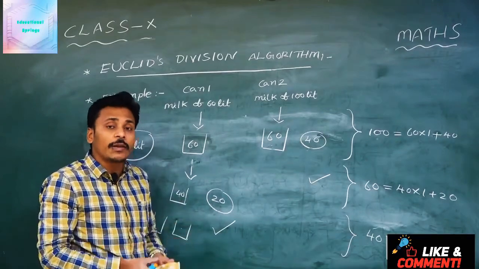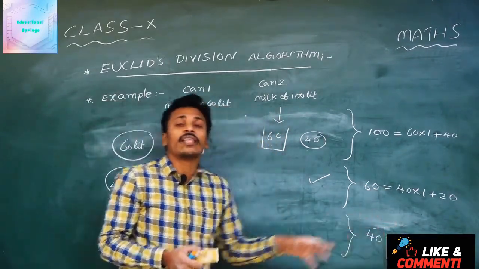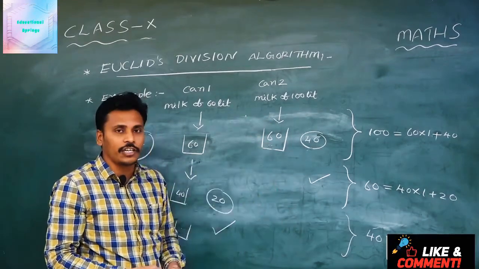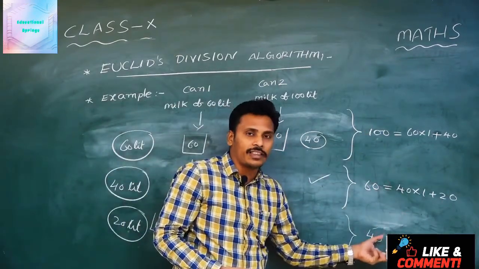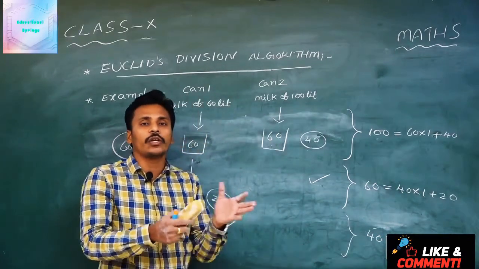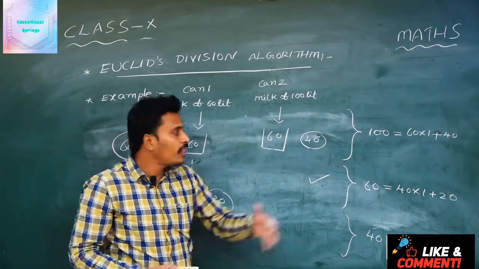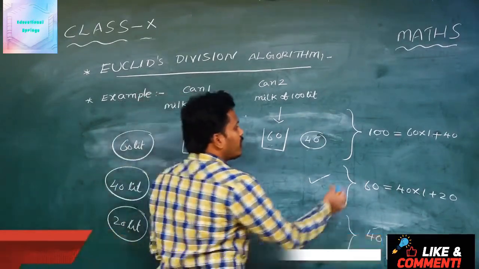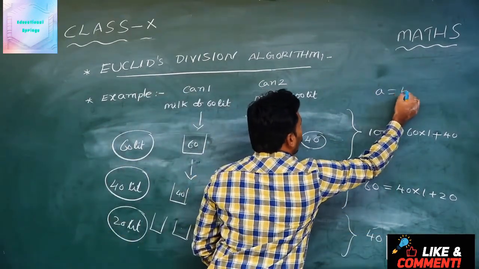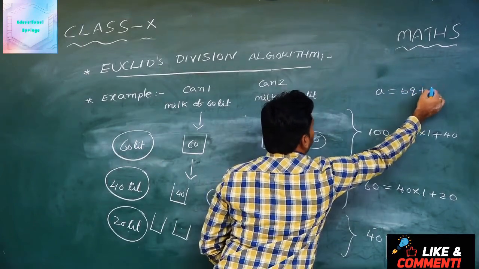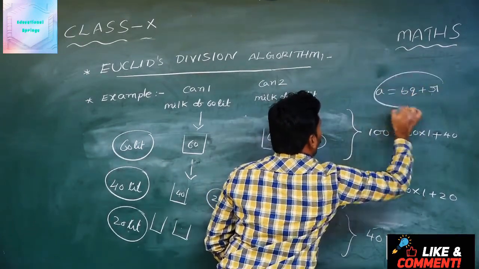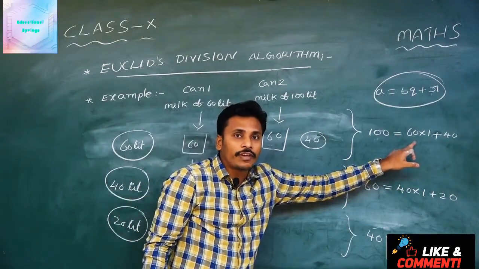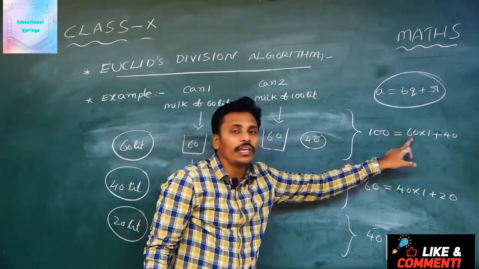jar. That in turn represents, this 20 is nothing but the highest common factor of the numbers. And if you look at these representations, all of them are of the format A = BQ + R. All these representations are of the format of Euclid's division lemma. If you compare every format with Euclid's division lemma, A = BQ + R, in the first case, what is A and what is B? In the first case, A is 100 and B is 60.